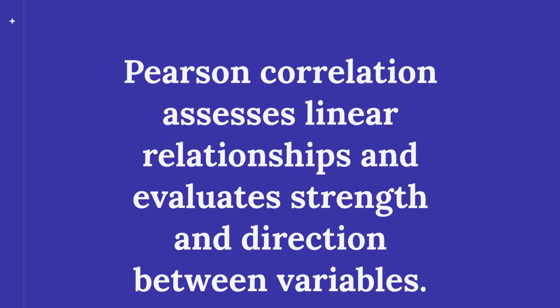Significance is determined by p-values. A low p-value, typically less than 0.05, suggests the observed correlation is statistically significant and unlikely to have occurred by chance. Pearson's method is widely used in data analysis. It's commonly applied in psychology, education, and health sciences to explore relationships between measurable variables.